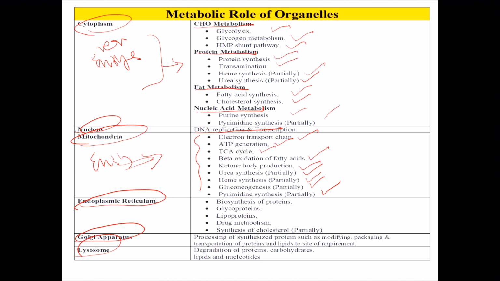Similarly, the endoplasmic reticulum has the enzymes for biosynthesis of proteins, glycoproteins, lipoproteins, drug metabolism, and synthesis of cholesterol. The Golgi apparatus, or Golgi body, processes the synthesized protein, such as modifying, packaging, and transporting the protein or lipid to the site of requirement. Lysosomes have lysosomal enzymes which are required for the degradation of protein, carbohydrate, lipid, and nucleotides. These are the metabolic roles of the organelles in our body.